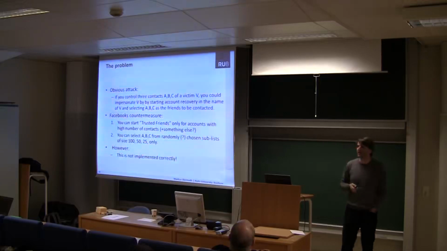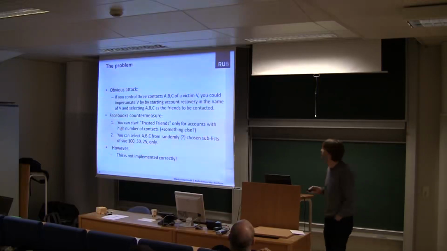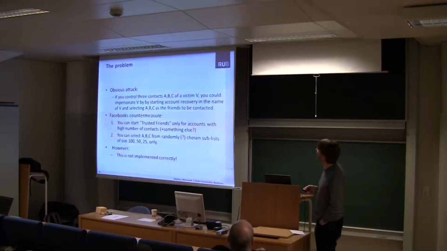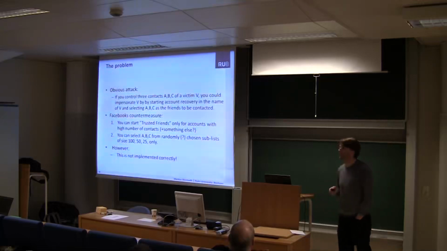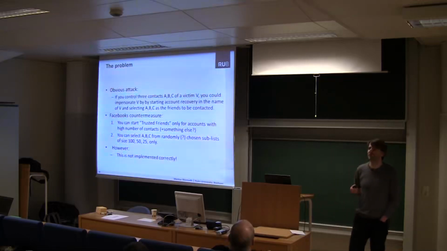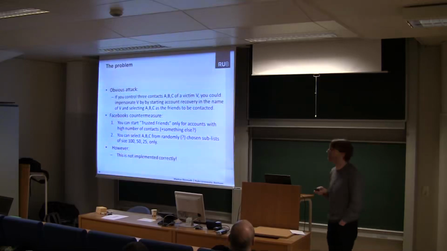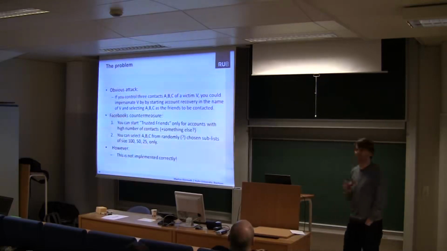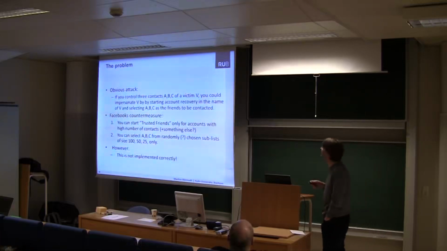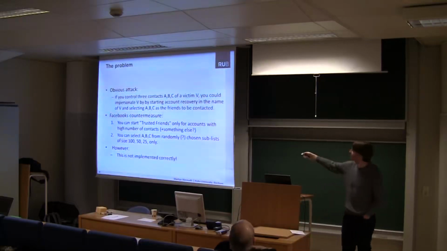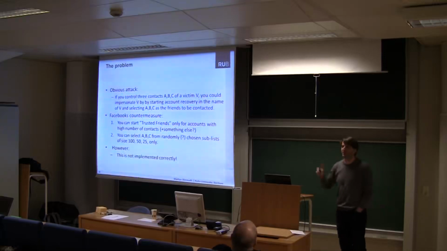Now, there's an obvious attack. If you can get the victim to accept 3 of your contact requests, which typically everybody is accepting. He did a small test and had a pretty high turnout rate. 50% or so of his friends accepted fake requests. And then you can just, as an attacker, start the account recovery, selecting those friends that you control, and then the whole system blows up, which is bad.